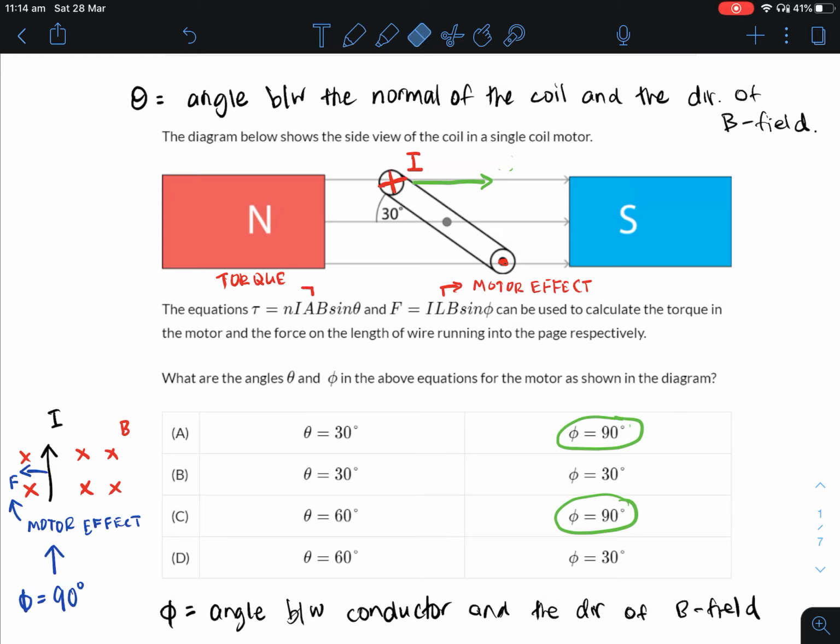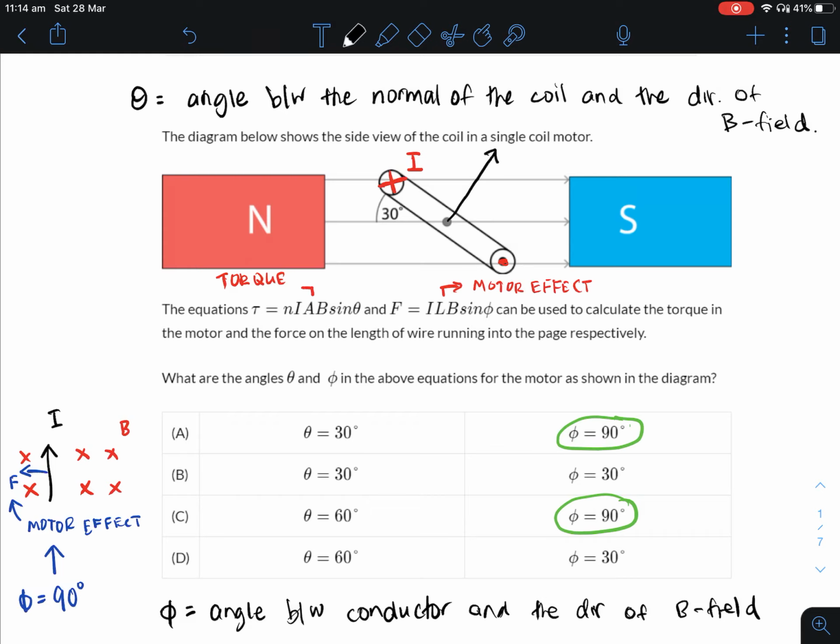Okay, so let me rub this out for a minute. What is the normal of the coil? Well, what it's talking about is if you take the plane of the coil and you draw a normal to it, this is what it looks like. This is the normal of the coil.